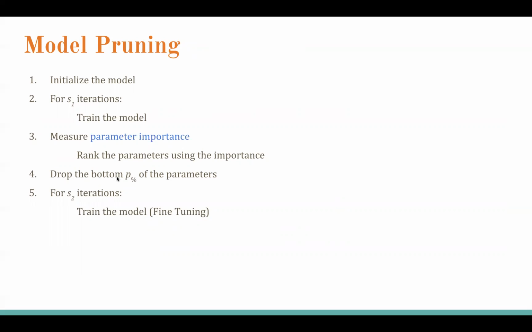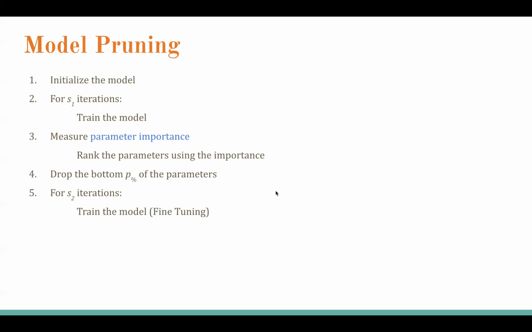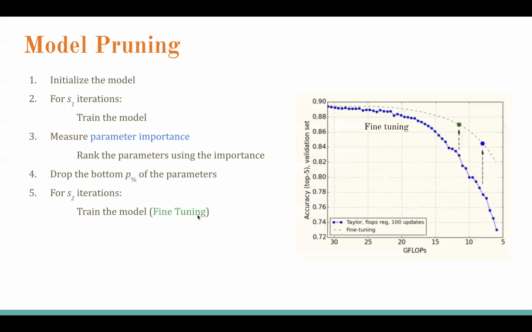And then we find the worst performing ones, worst performing in the sense that these are the parameters where, if you drop them, the model performance will not change a lot. So you drop them. And then it is important to fine tune. This part is also important because if you don't fine tune, your performance is a lot worse than what you would get if you fine tune. Here I'll show you the difference.